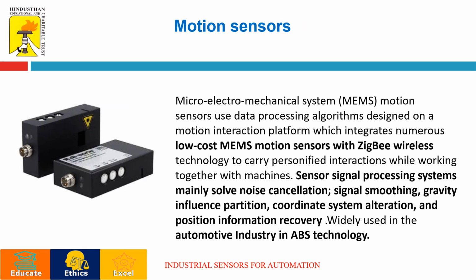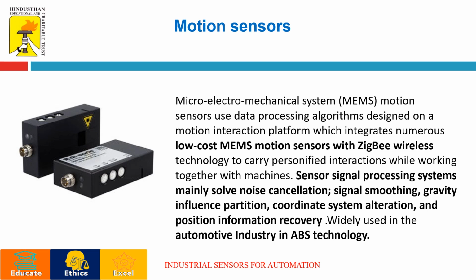Next is the motion sensors. The motion sensor uses a sophisticated algorithm, and it also uses Zigbee wireless technology so that it will exactly identify the motion capture of all the variations and the movement of the various processes. It does noise cancelling or signal smoothing, and also coordinates the system alteration. If the process goes to non-linearity, then the motion control will indicate it, and it is also able to recover the position of that particular thing.